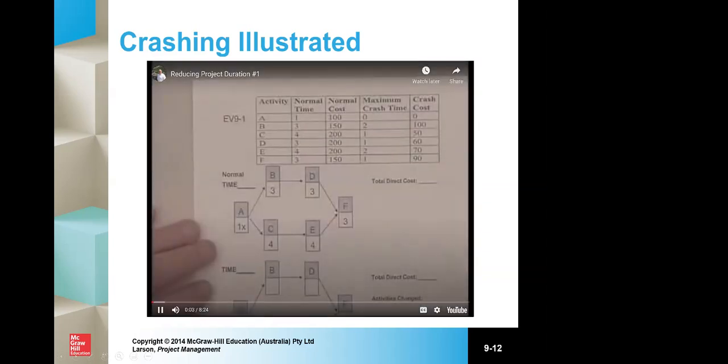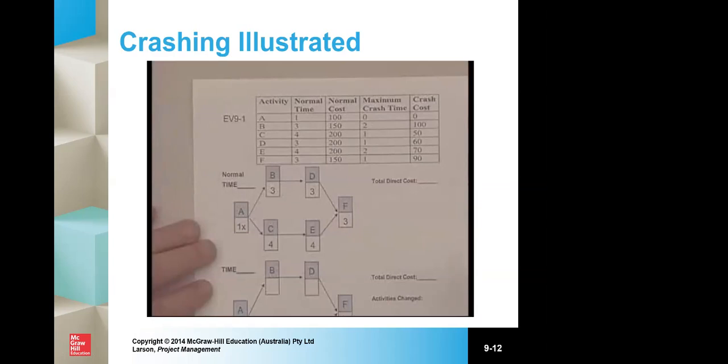Now I'm going to do the first crashing problem. Here we have a network, and we're interested in reducing the duration of this project, and we want to do it as cheaply as possible. So we're going to use the least cost method of crashing or reducing the duration of a project.